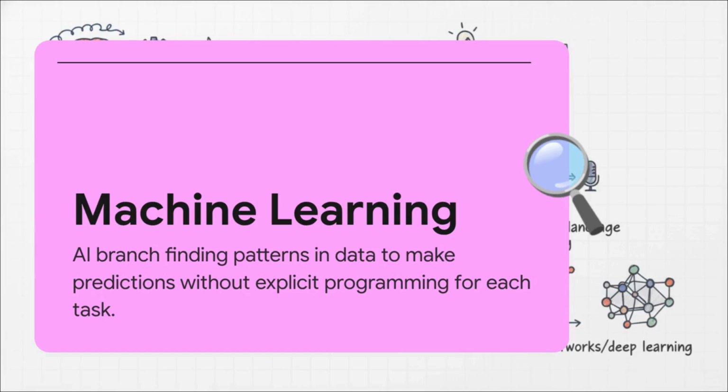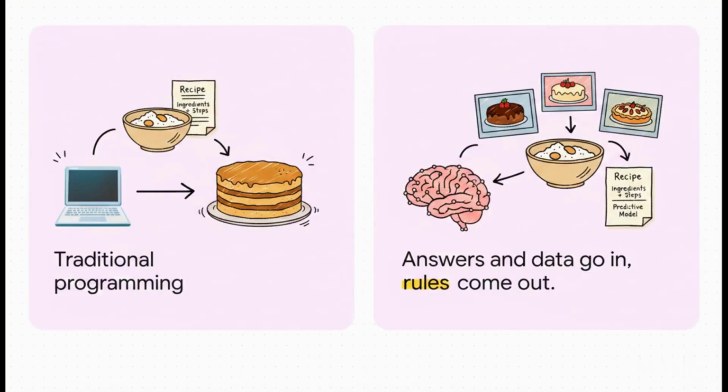We aren't giving the computer a rigid step-by-step mathematical proof to follow anymore. Instead, we're giving it a massive amount of data and basically asking it to figure out the rules on its own. Let's compare the two directly to really lock this concept in.